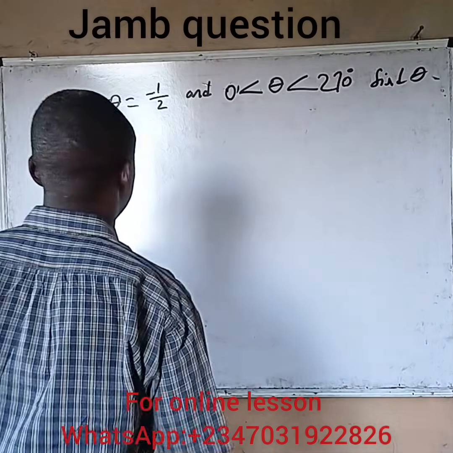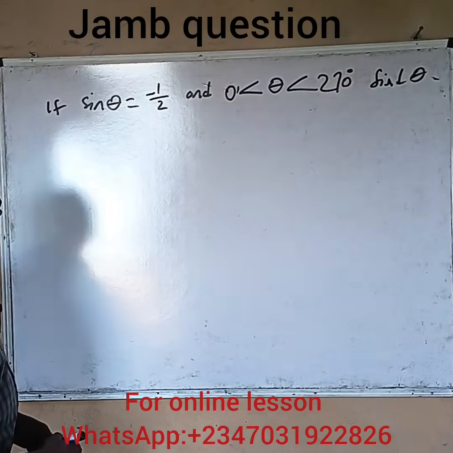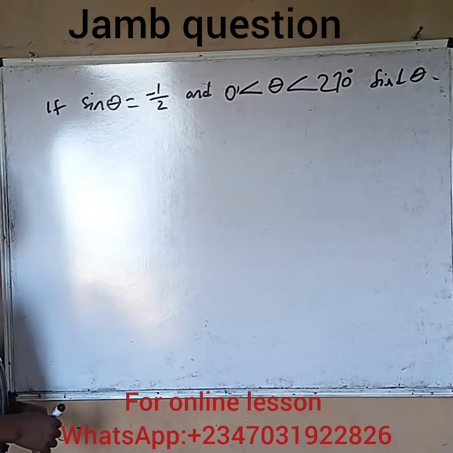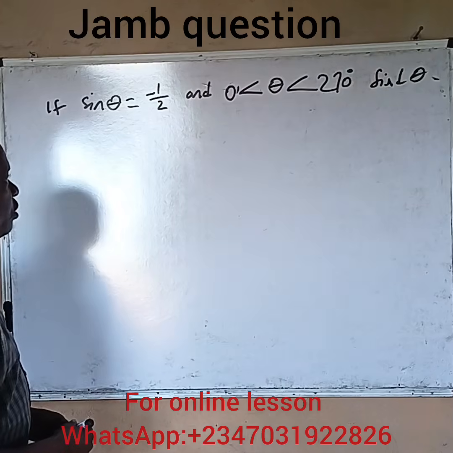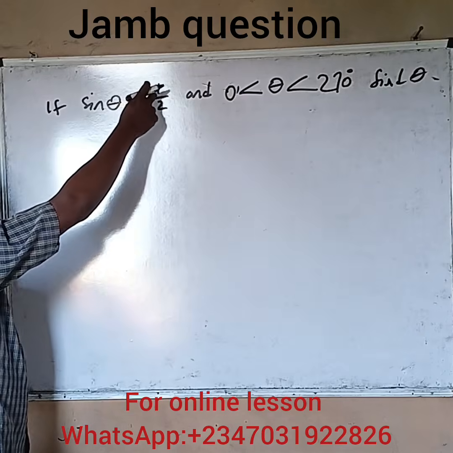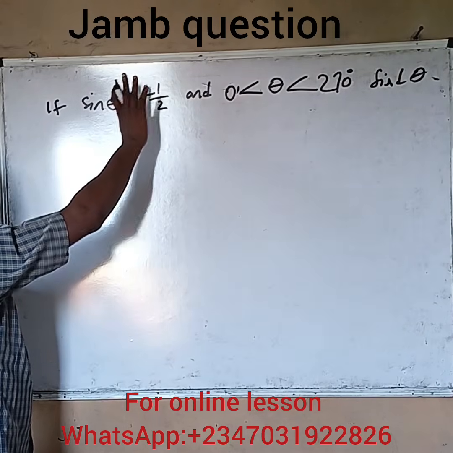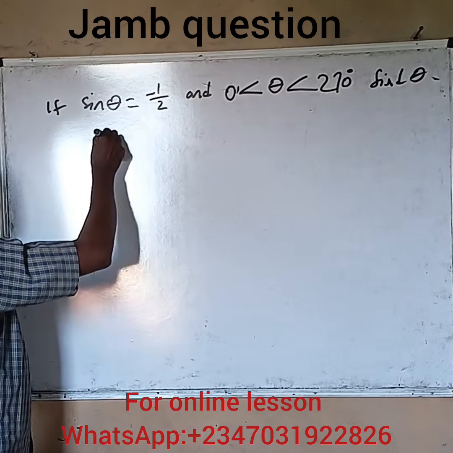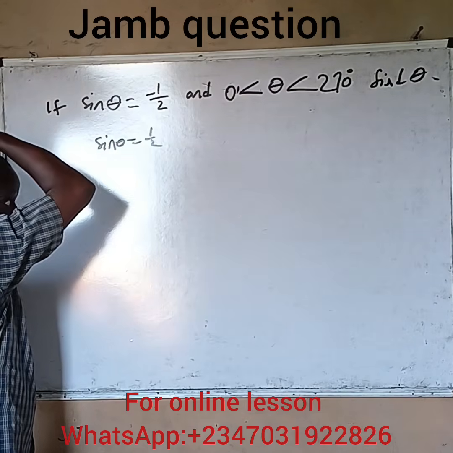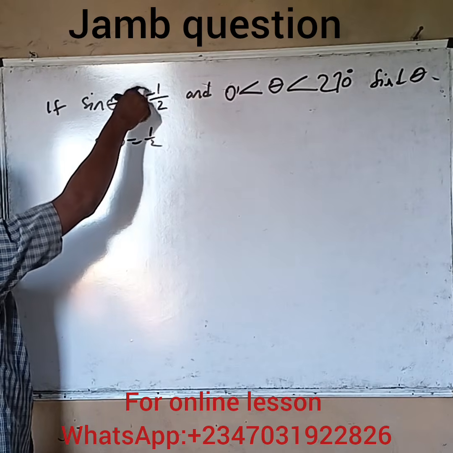All right, number 5 of the question. If sine theta is equal to minus half and theta is greater than 0 and less than 270 degrees, find theta. Good. So first, you have a minus sign here, but just leave the minus sign out first. Just say sine theta is equal to half. This minus sign indicates which quadrant sine belongs to. Because of the minus, we have a minus there.